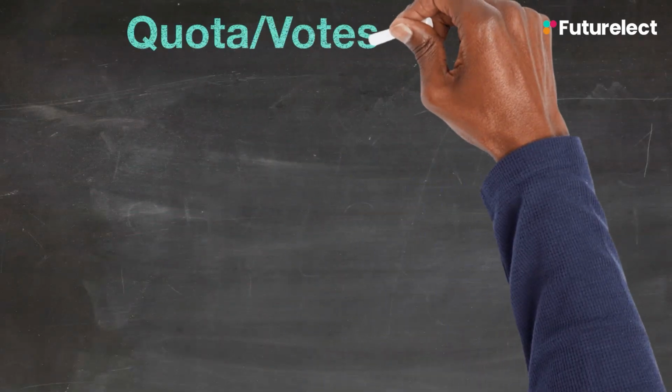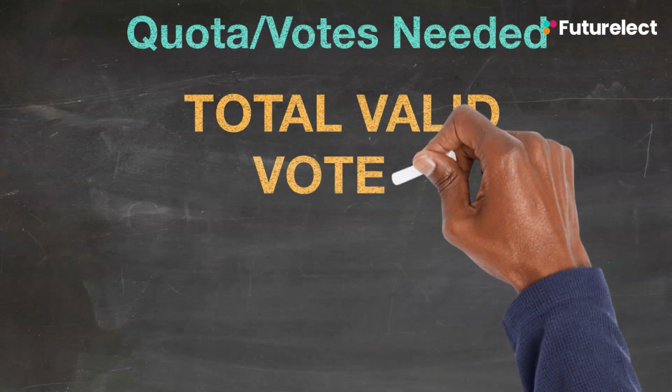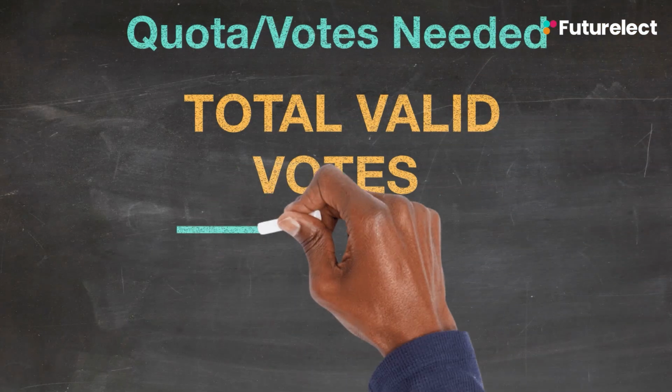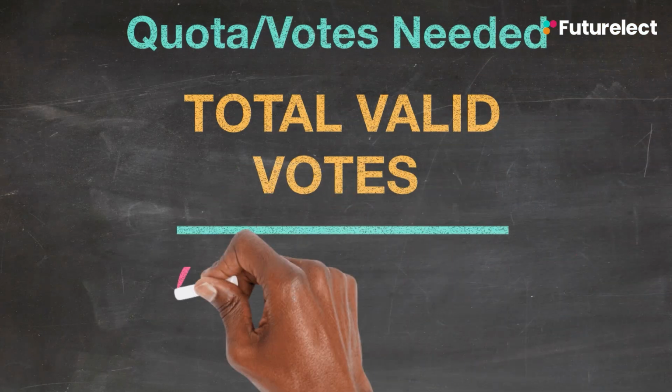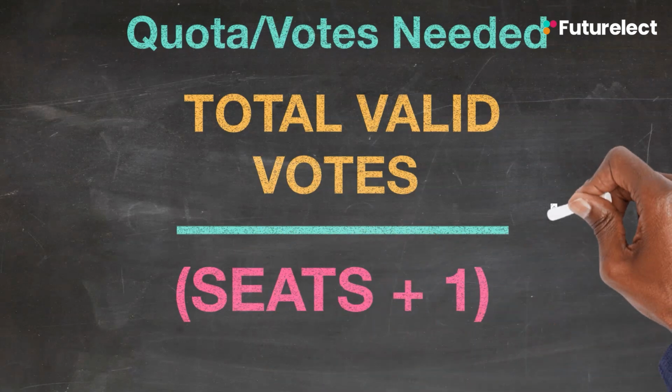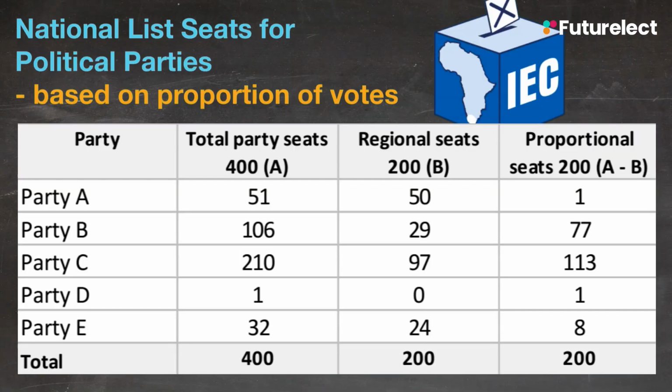The IEC uses this quota to determine how many national list seats in total the political parties should be allocated based on their proportion of the national vote. And then they subtract from this total the 200 regional seats which have already been allocated. The remaining allocation is how the 200 national seats will be divided amongst political parties.